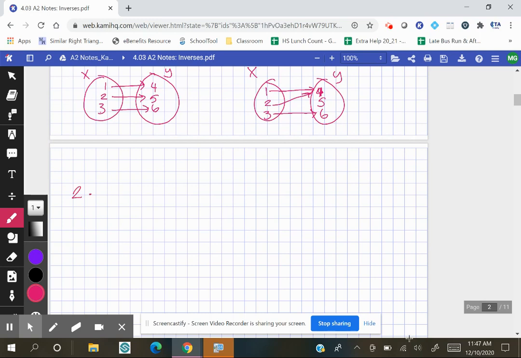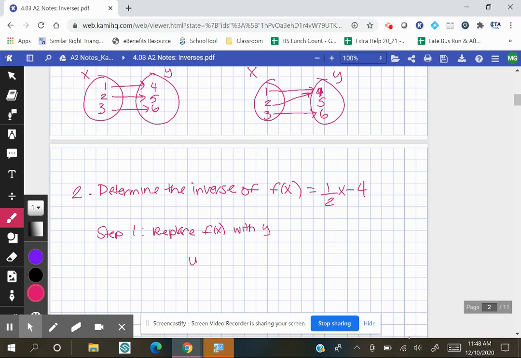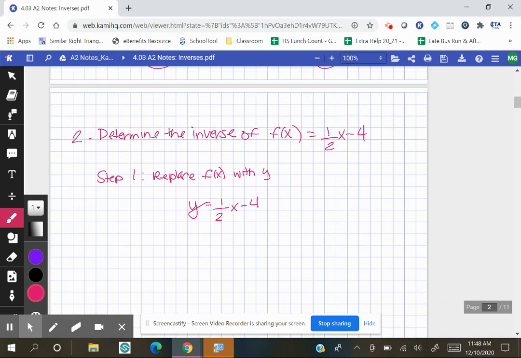All right, number 2. Determine the inverse given an equation now of f of x equals 1/2 x minus 4. All right, step number 1. Step 1, if you were given an f of x, which you might not always be given that, replace f of x with y because it's the same thing as y, and it just makes our job a little bit easier. So y equals 1/2 x minus 4. Now, step 2.